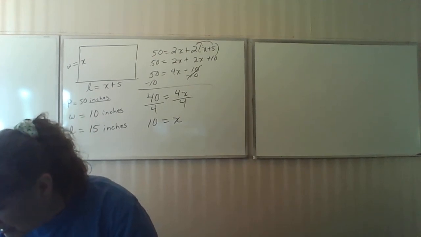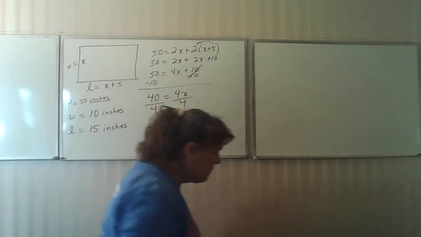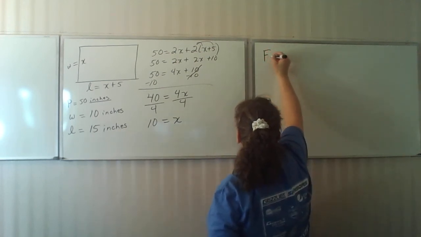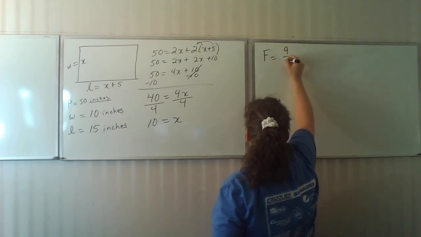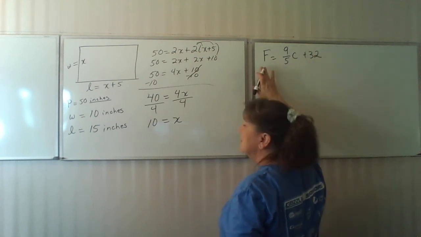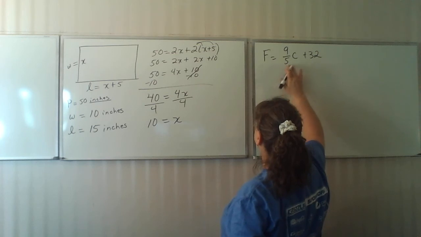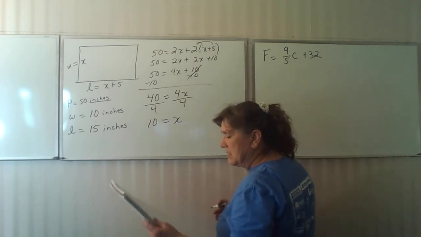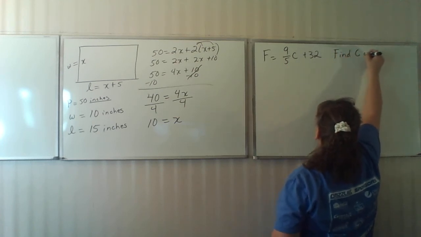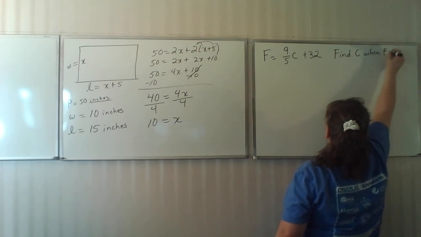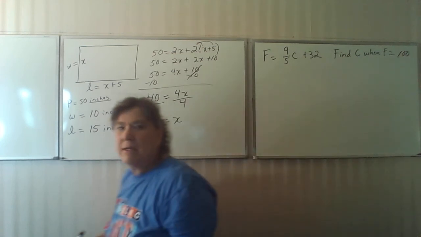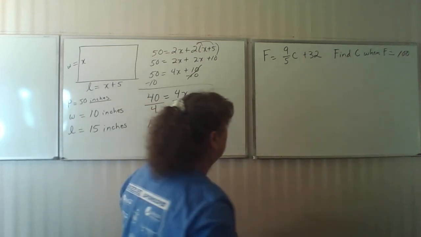And the last one uses a formula. And the formula is this. F equals 9/5 times C plus 32. This is Fahrenheit temperature is equal to 9/5 times Celsius temperature plus 32. And then we're told find C when F equals 100. Okay? So this becomes basically just solving this equation.